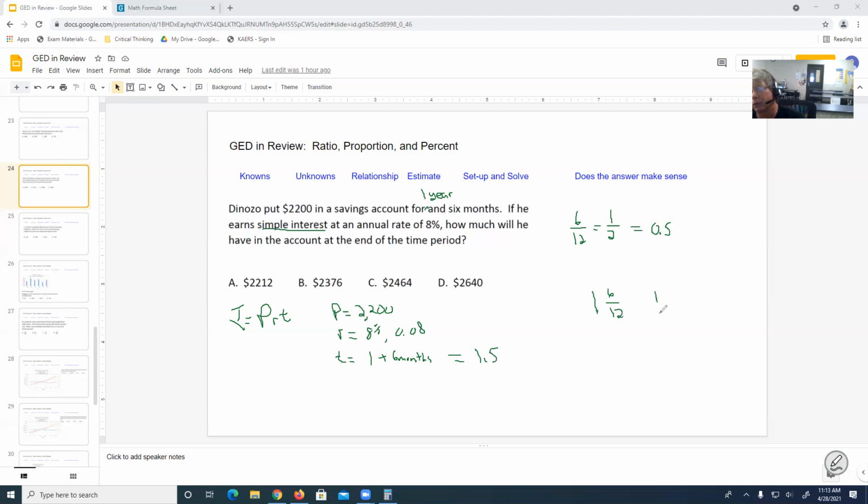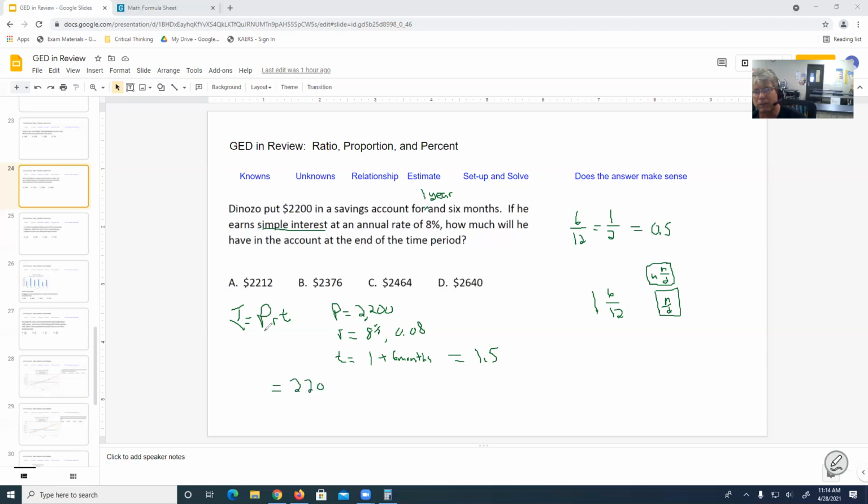But remember, above the N over D button, we talked about this U N over D button that can help you type in mixed numbers if you want to. That's the hard way of doing it, but the GED calculator has the ability to do that. But for me, 1.5 is a lot easier to deal with, so I'm going to take advantage of my knowledge there. So to determine the interest, you're going to have 2,200, which is the principal.